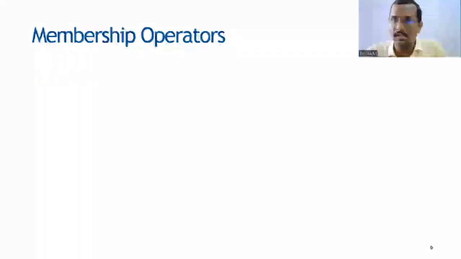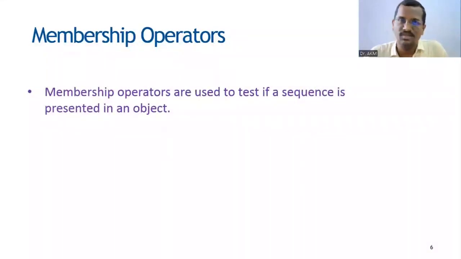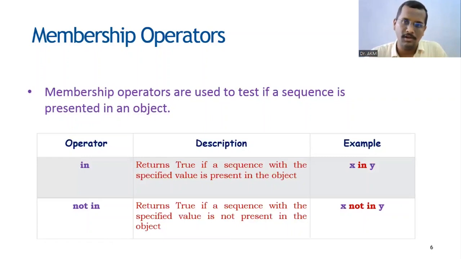The next operator is membership operator. Membership operators are used to test if a sequence is present in an object, that is, whether the specified sequence is available or not. If you want to check, then you can use membership operator. There are two different operators: in, not in.